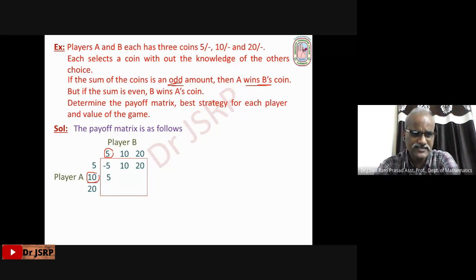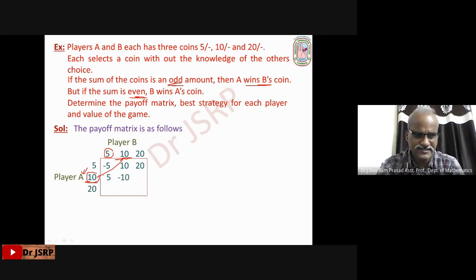Next, A selects 10 rupees, B also selects 10 rupees, then the sum is 10 plus 10, 20, which is even, then B wins A's coin. Here A's coin is 10, so B wins 10. That means, in other terms, A loses 10. So A loses 10 means the payoff is a negative value. So the payoff is minus 10.